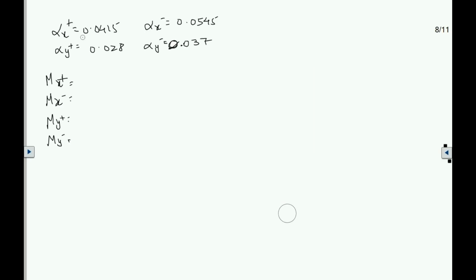So I have already calculated alpha x and alpha y, and alpha x positive is 0.0415 and alpha x negative is 0.045. Then alpha y positive is 0.028 and alpha y negative is 0.037. Now from this we'll calculate Mx positive, Mx negative, My positive and My negative. I'll just solve one for sample. So Mx positive is alpha x positive, that is 0.0415 multiplied by w, that is 9.18, multiplied by Lx square, so that is 2 square, and that will be 1.52.